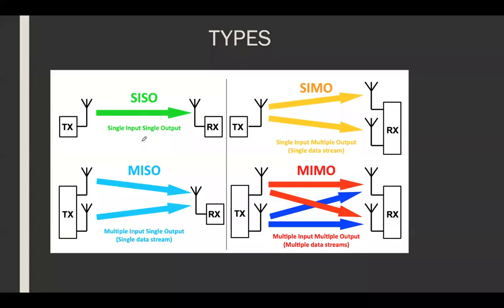Apart from that, there are different types of such systems. For example, we have SISO, wherein there is a single antenna on the transmitting side and a single antenna on the receiving side. In the case of SIMO, there is a single antenna on the transmitting side, but multiple antennas on the receiving side. In the case of MISO, there are multiple antennas on the transmitting side and a single antenna on the receiving side. Whereas in the case of MIMO, there are multiple antennas on the transmitting as well as the receiving side. Of all these configurations, MIMO is the best to get a very high capacity as well as SNR.